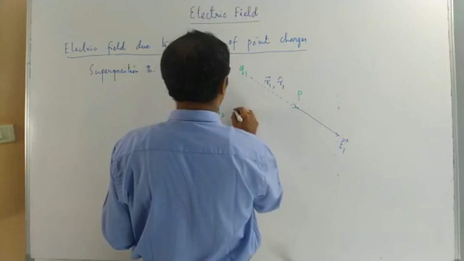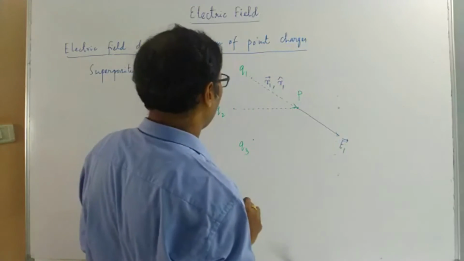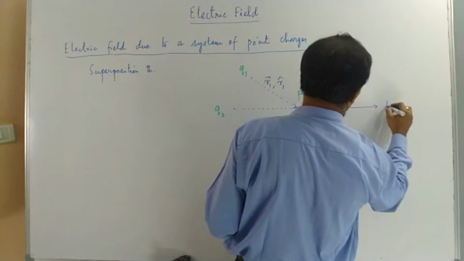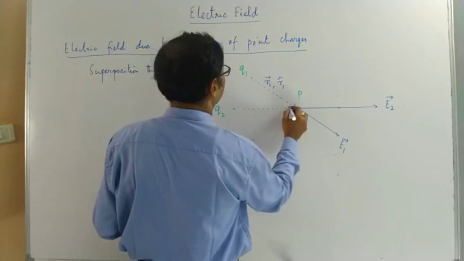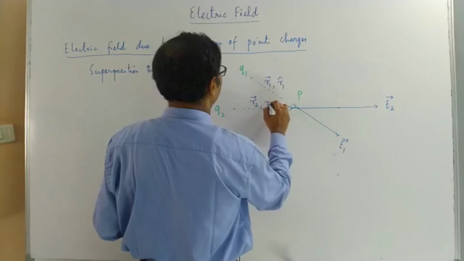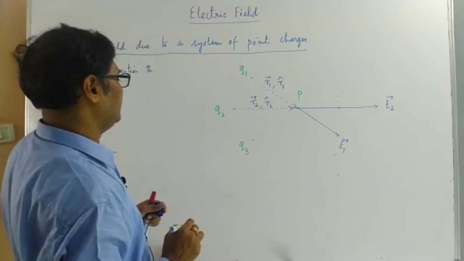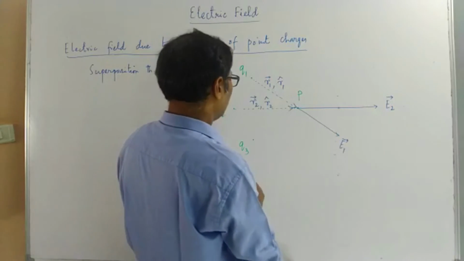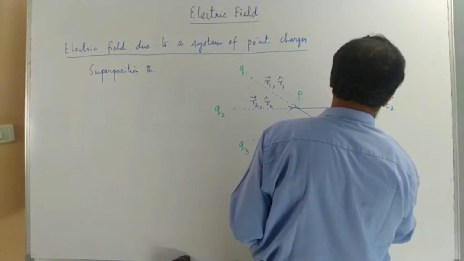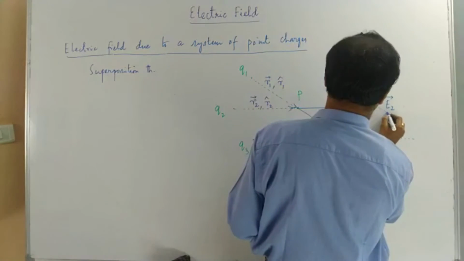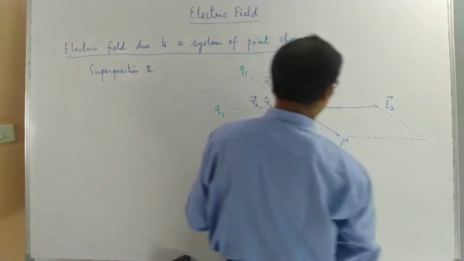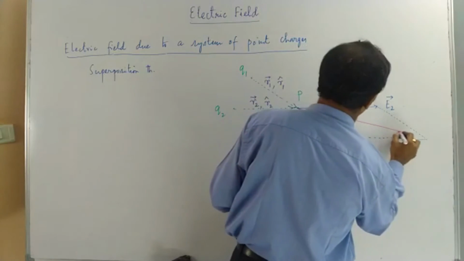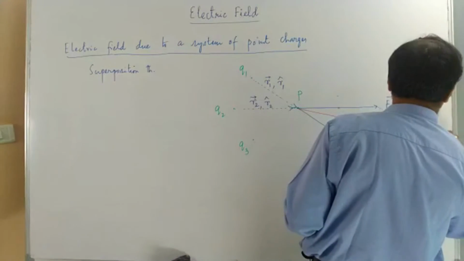Similarly, consider the electric field produced by Q2 at point P, say E2. I consider this vector to be R2 and the unit vector along this direction as R2 cap. So what to do? You have to add these two vectors applying the law of parallelogram of vector addition. So this might be the resultant of these two. Let it be E dash.